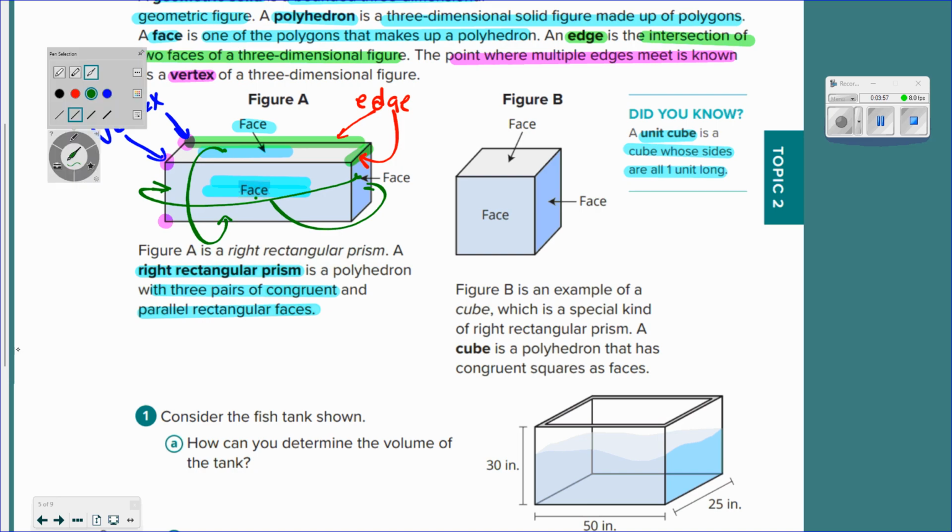Figure B is a specialized rectangular prism called a cube. This is a polyhedron that has congruent squares as faces. Rubik did a great job for mathematics by introducing the cube, and now everybody knows what a cube looks like. A Rubik's cube is a cube.